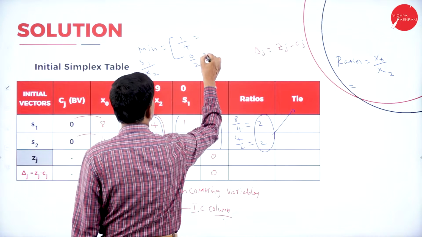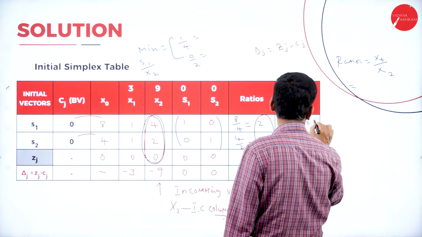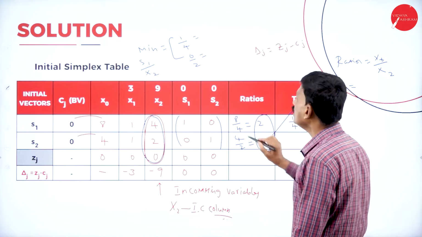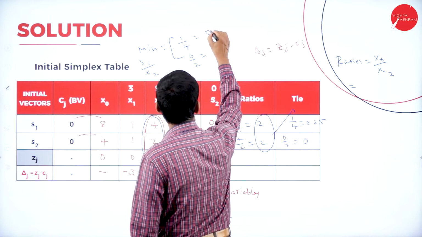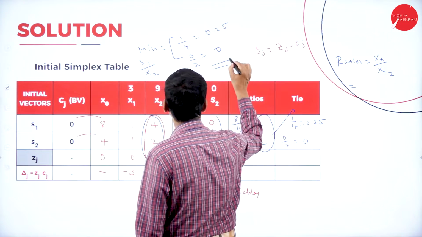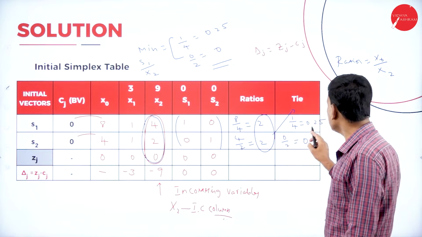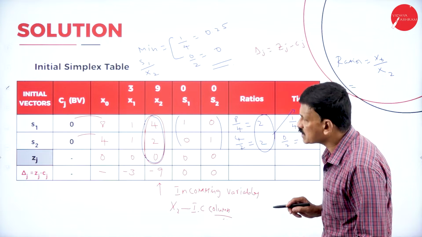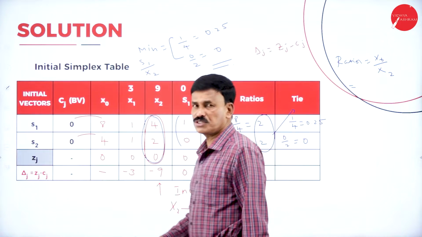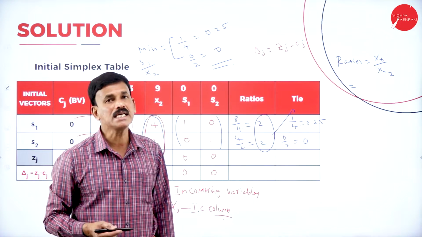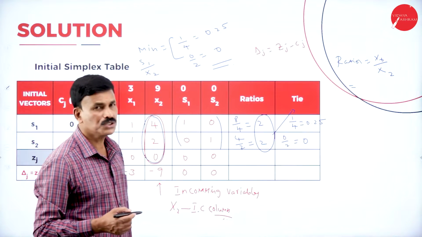These are the values we are going to get. 1 by 4 is 0.25, and 0 divided by 2 is equal to 0. So the ratio for S1 is 0.25 and for S2 it is 0. Check whether they are equal or not. They are not equal, so the tie is broken here. The ratio for R1 is 0.25 and for R2 it is 0.